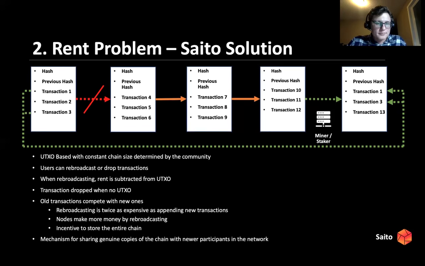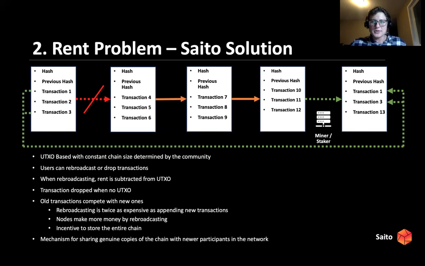And now, one other thing that's neat about this is that because the transactions that are being rebroadcasted at the tail end of the blockchain have more fees associated with them, they're more lucrative to include in your blocks as opposed to new ones. We could see that nodes, or those people who are creating the blocks, are actually incentivized to store the entire blockchain.